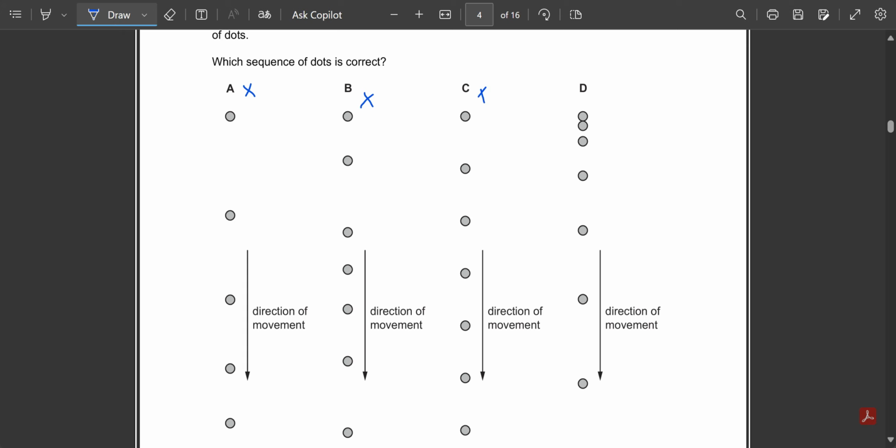C is also out, it's a constant spacing between them, so it means it's not accelerating. While if you drop anything in the air, it will always accelerate with the acceleration of free fall, that is 9.81. So that's D.